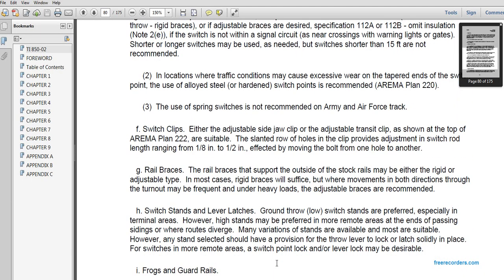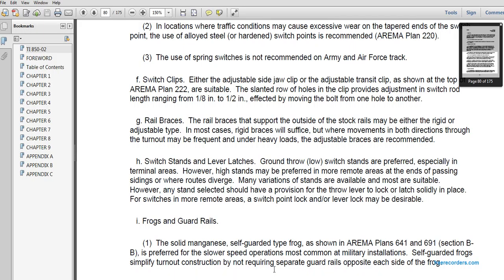Rail braces. The rail braces that support the outside stock of the rails may be either rigid or adjustable type. In most cases, rigid braces will suffice, but with movements in both directions through the turnout, which are frequent under heavy loads, adjustable braces are recommended.